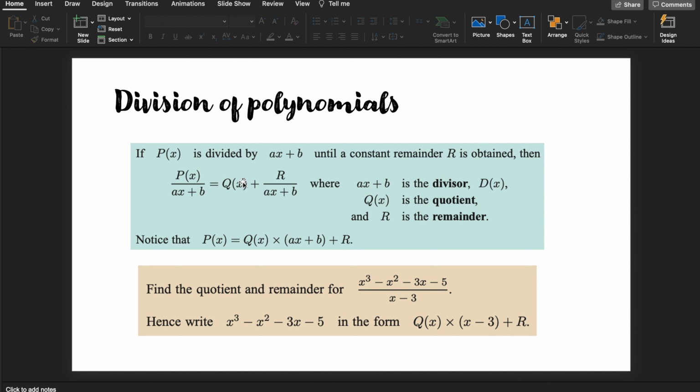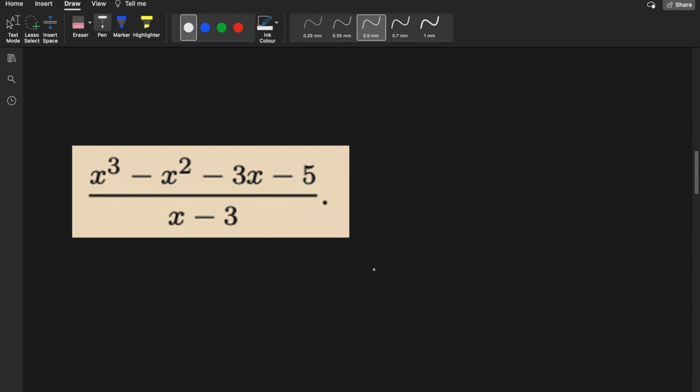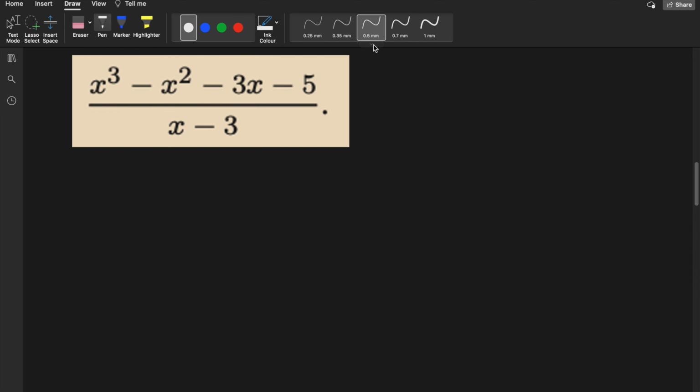If you cross multiply this side by ax plus b, we'd get q of x into ax plus b and then plus r, because ax plus b divided by ax plus b is 1. We'd be left with an r. So you can notice that the polynomial is basically the quotient into the divisor plus the remainder. If that is clear, let's move on to the question, and we'll see how to actually solve such a question.